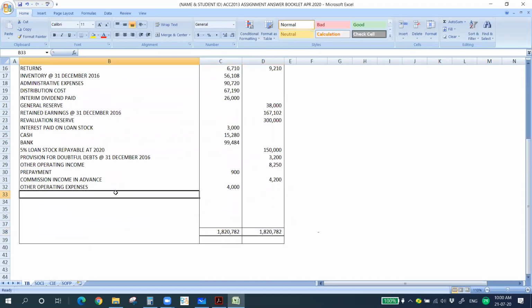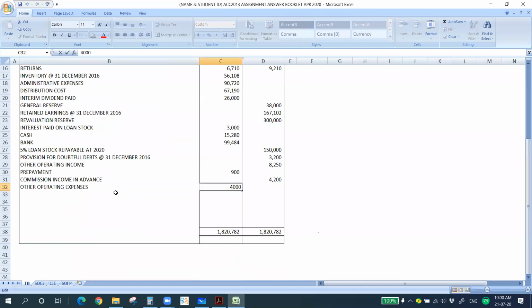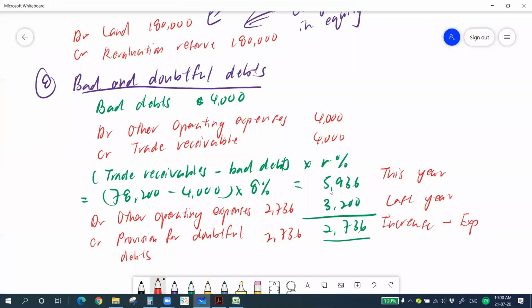Next, we have a provision for doubtful debts, right? Increased by 2,736. So this 2,736 we credit to the provision for doubtful debts account. Make sure that your after adjustment amount tallies with this year's working. I repeat, make sure that your after adjustment amount matches your working.